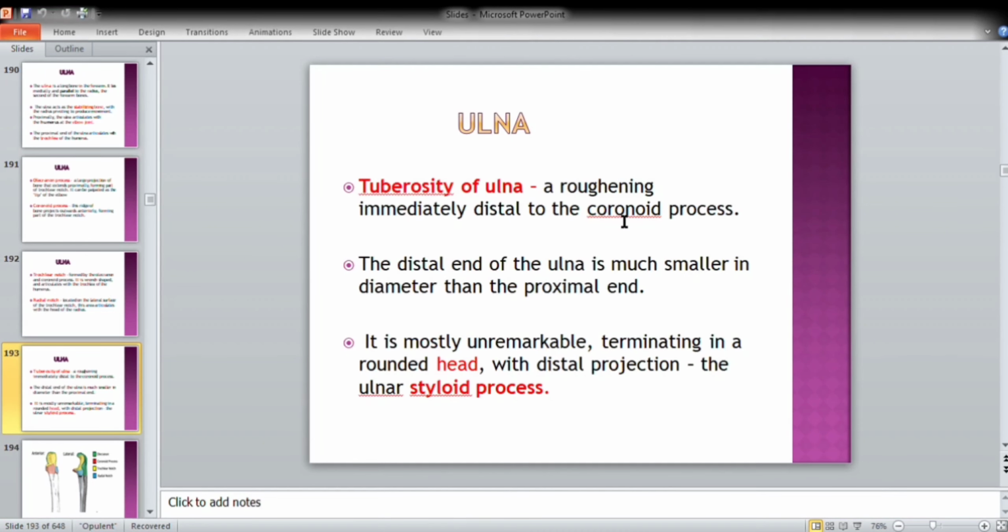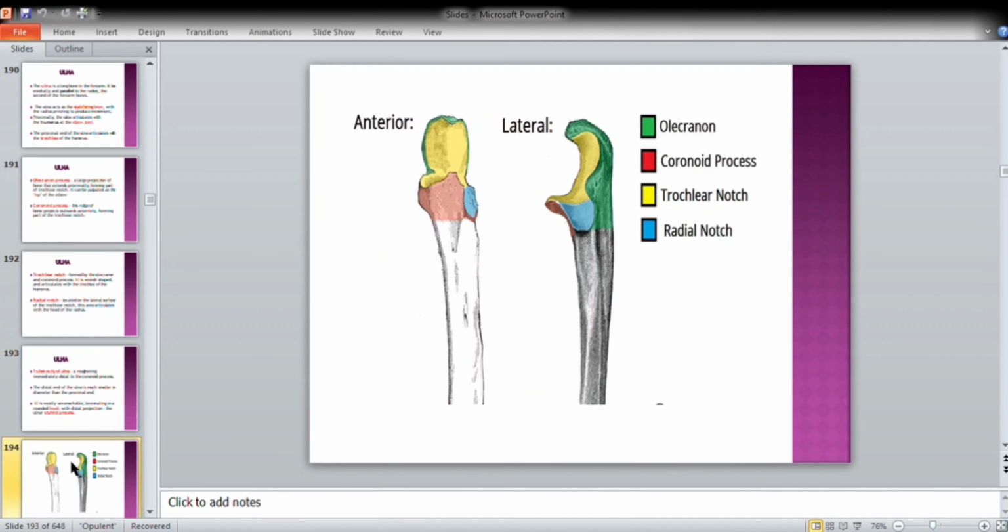The tuberosity of the ulna is a roughening immediately distal. It is located distal to the coronoid process. The distal end of the ulna is much smaller in diameter than the proximal end, and it is mostly unremarkable, terminating in a rounded head with the distal projection, the ulnar styloid process.